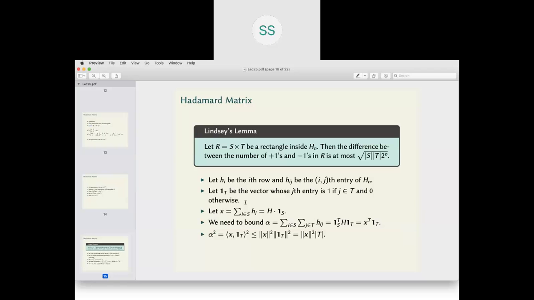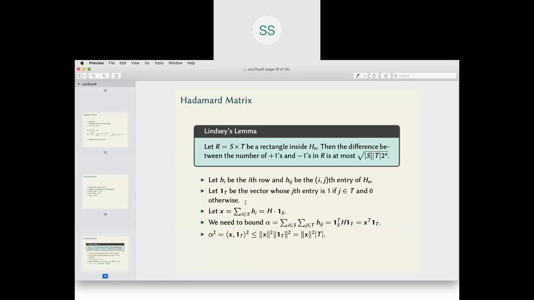Okay, so now I will state Lindsay's lemma. What is Lindsay's lemma? It gives you an upper bound on the discrepancy, kind of indirectly. Discrepancy with respect to the uniform distribution. Okay, how? Consider any rectangle inside Hn. The difference between the number of plus 1 and minus 1 inside that rectangle is at most square root of the size of S times size of T times 2 power n.